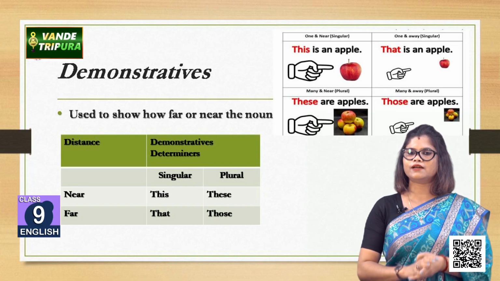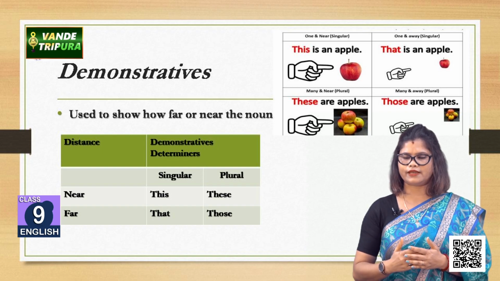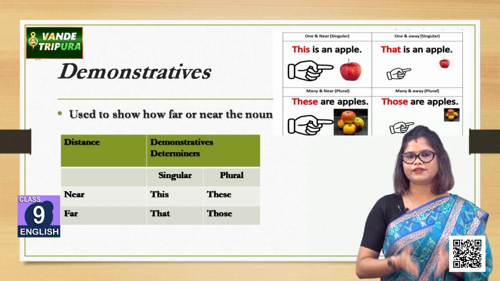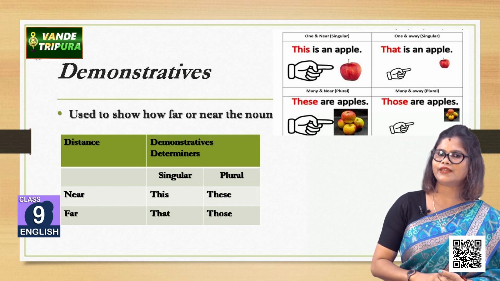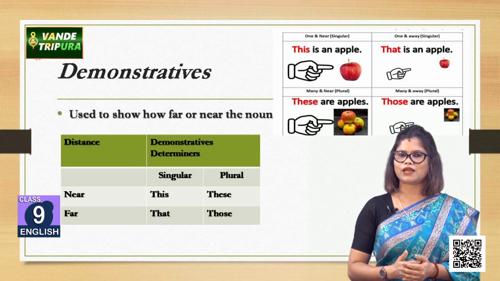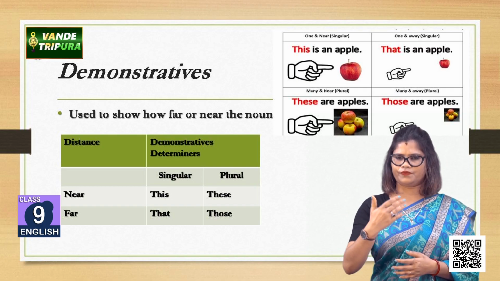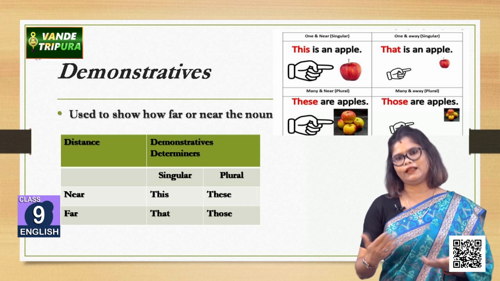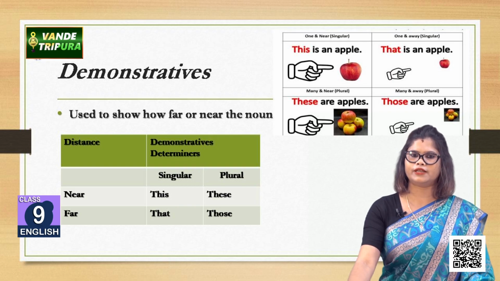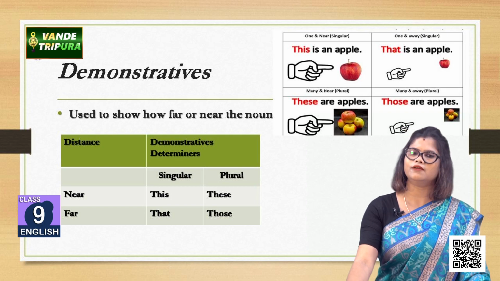Similarly, while we see the plural numbers, these are apples and we see that these apples are close to us, ঠিক আছে, and those are apples, অ্যাপলগুলি একটু দূরে আছে. সো আমরা ইজিলি বুঝতে পারছি যে ডিস্টেন্স বোঝাচ্ছে. For the singular number we use this and that, for the plural number we use these and those. If it is close to us তাহলে আমরা this and these use করছি. If it is far away from us তাহলে আমরা that and those use করছি, ঠিক আছে. So clear? This is used for the near, that is used for the far, these are used for the near and those are used for the far distance.